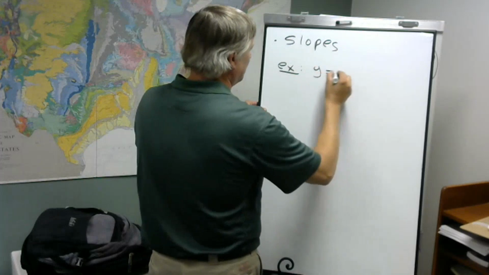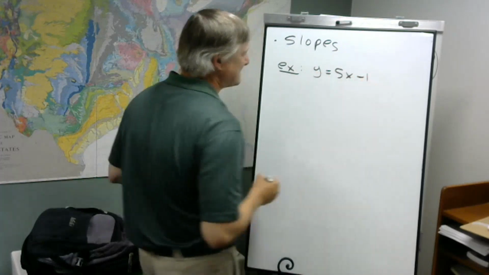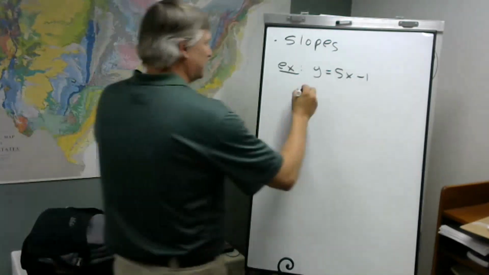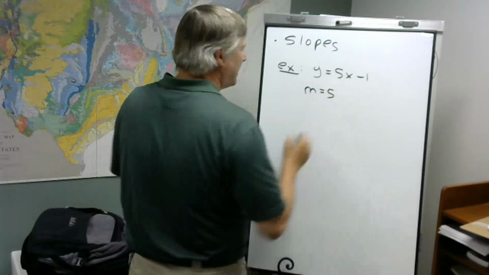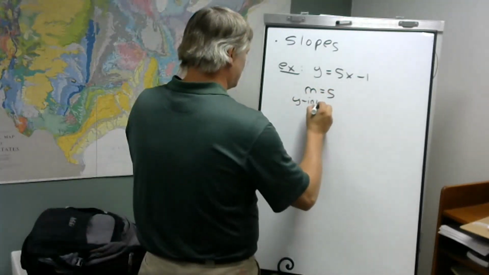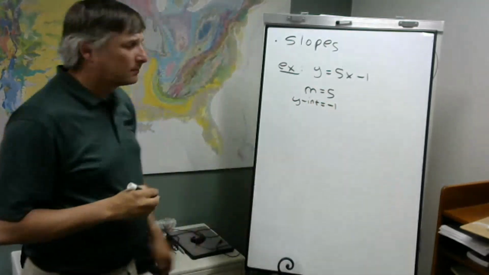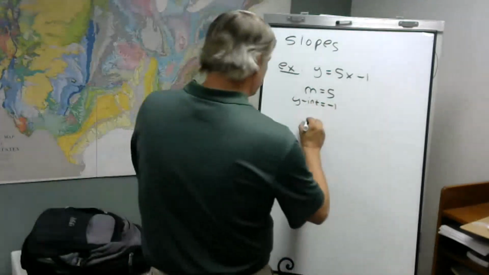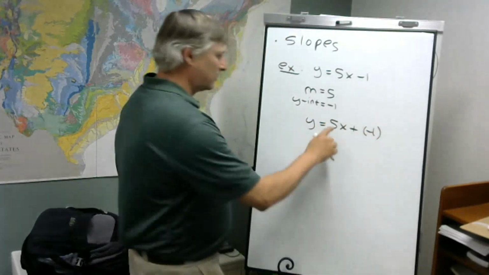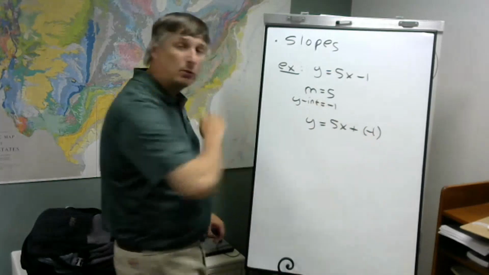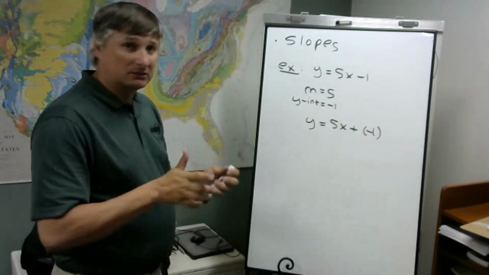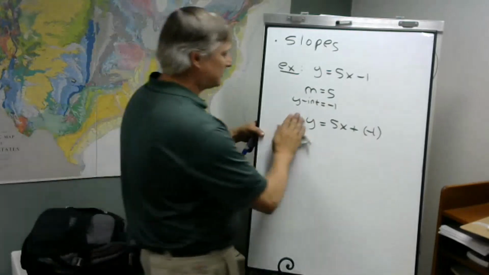So something like this. In this case, again, the number attached to x is your slope. M is 5, and your y-intercept in this case is -1. You could rewrite this as 5x plus -1, where it's mx plus b. B will be -1. So your y-intercept will be -1. All right. Now let's take a look at something else.